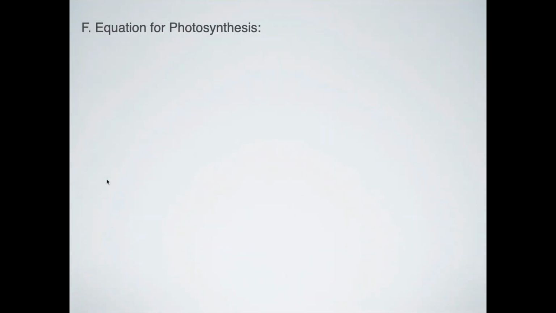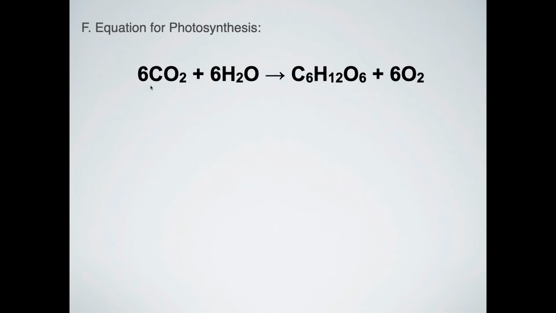So what is the equation for photosynthesis? We've got 6 CO2 plus 6 H2O give us a sugar, that's glucose, and 6 oxygens.